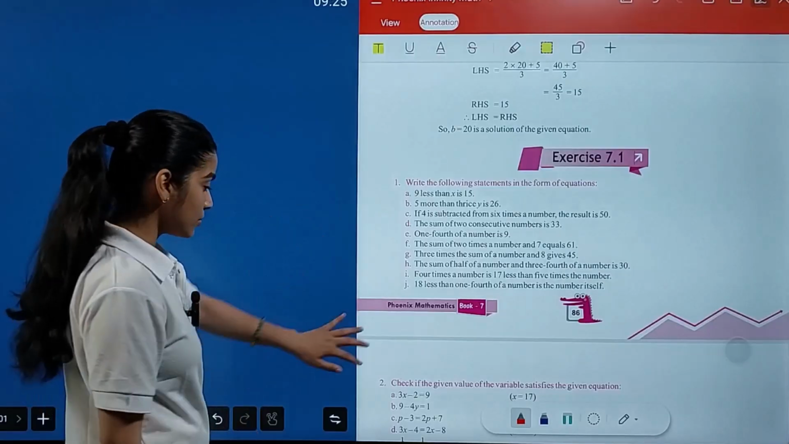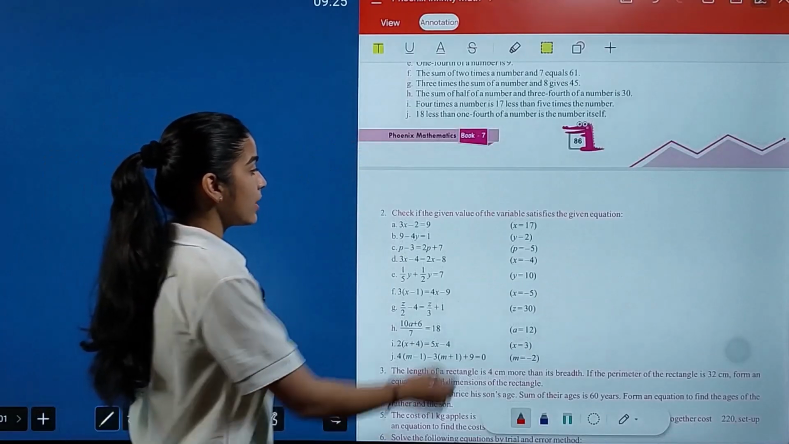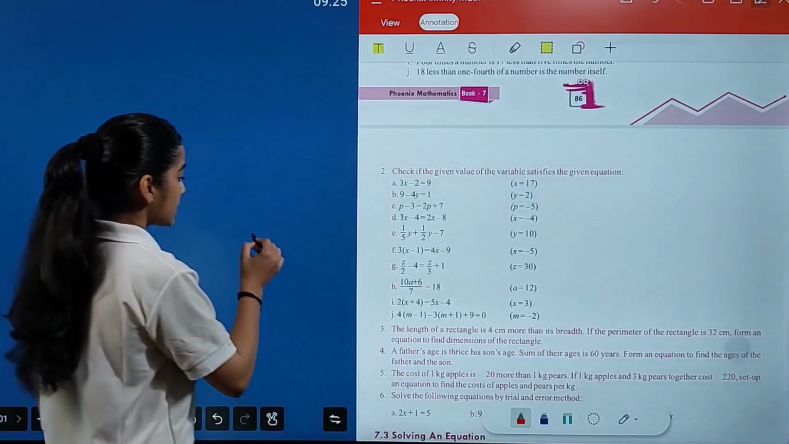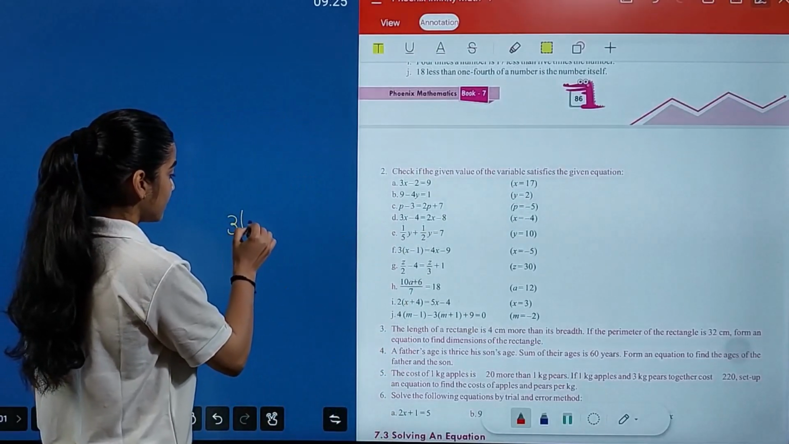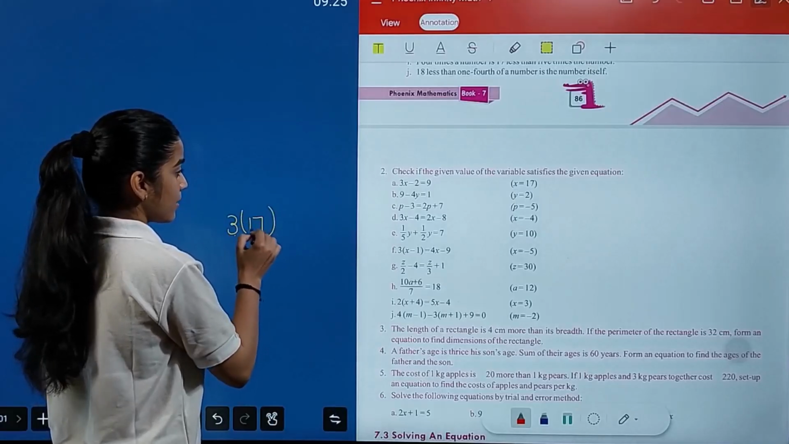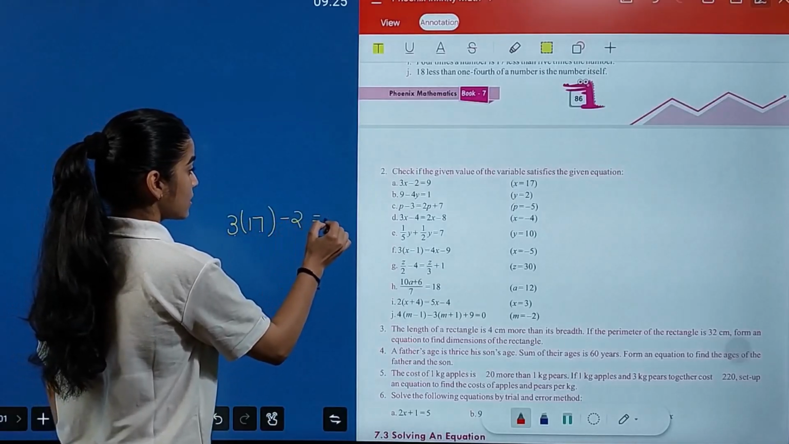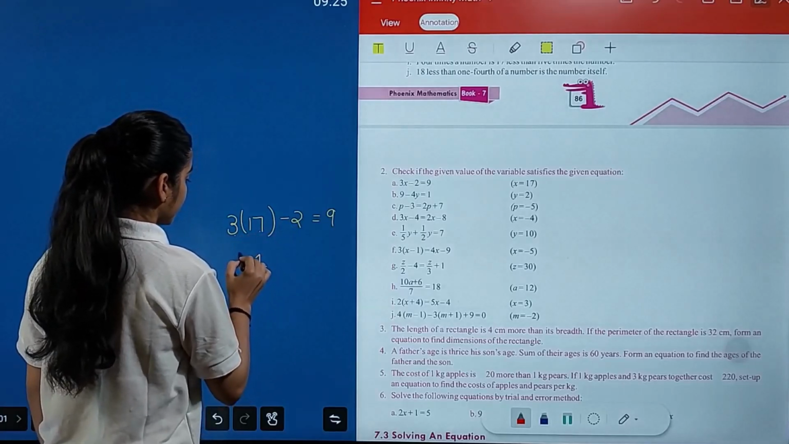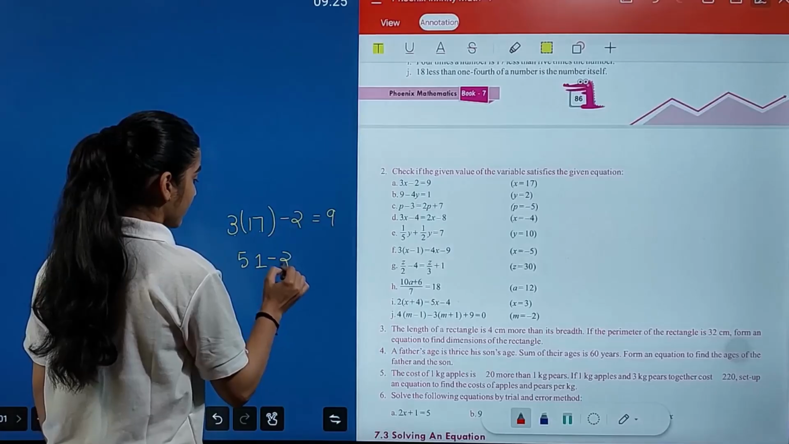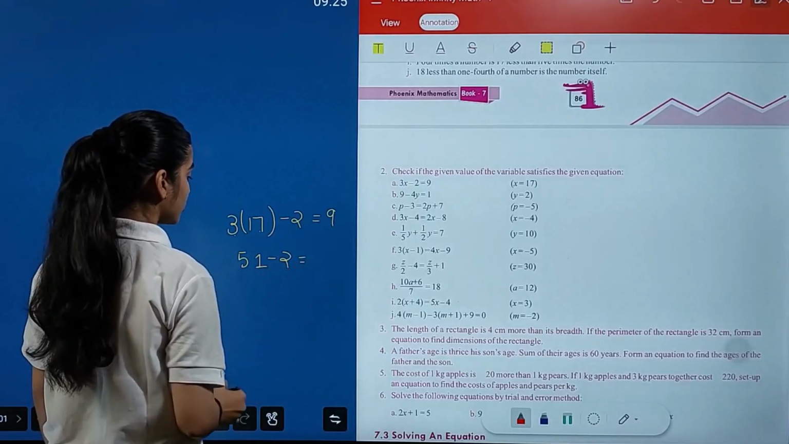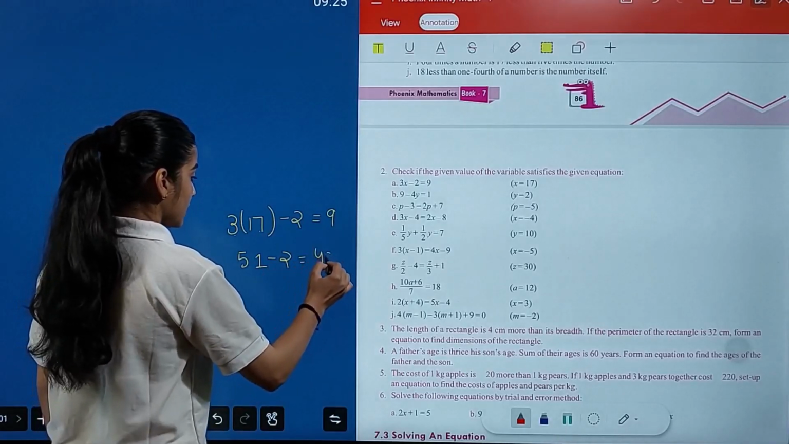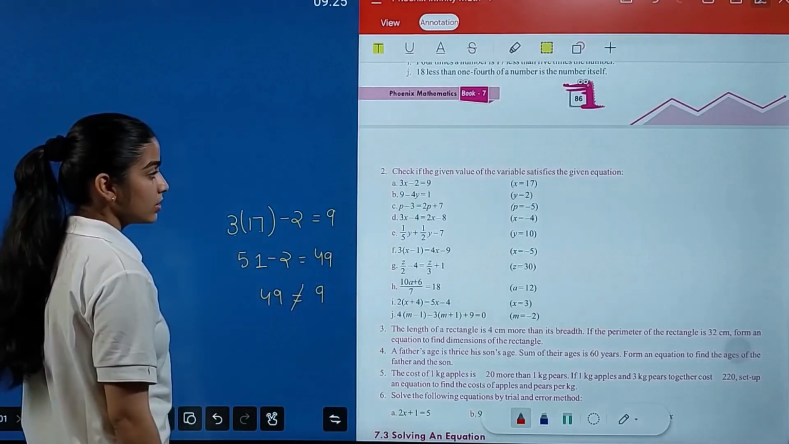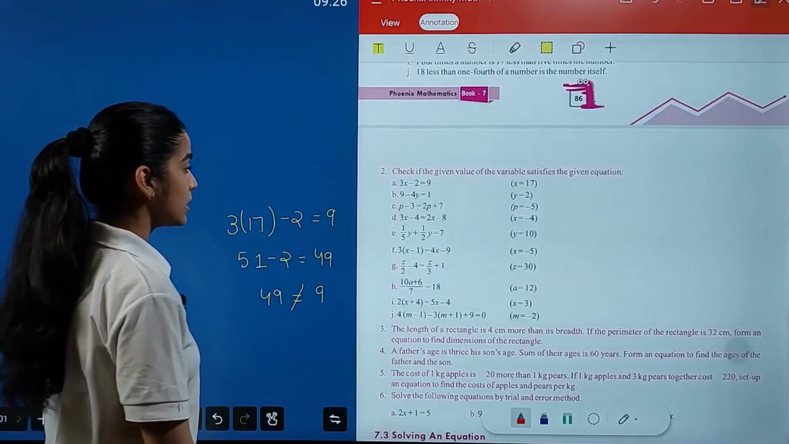Now we have question number 2. Check if the given value of the variable satisfies the given equation or not. In this case, the x value is equal to 17. So 3 multiplied by 17 minus 2 is equal to 9. 51 minus 2 is equal to 49, that is not equal to 9. It means this value does not satisfy the equation.